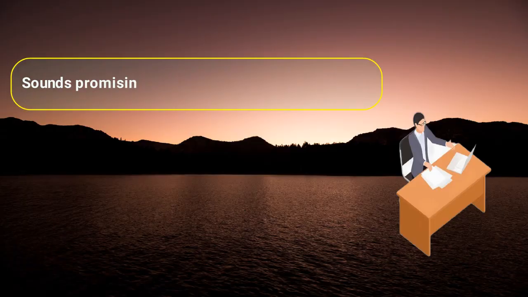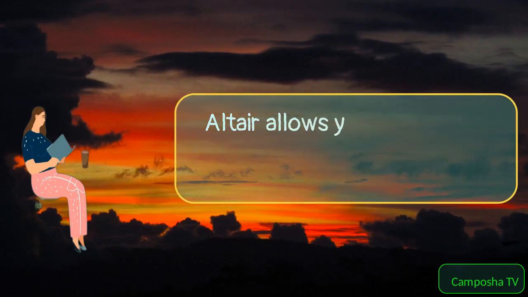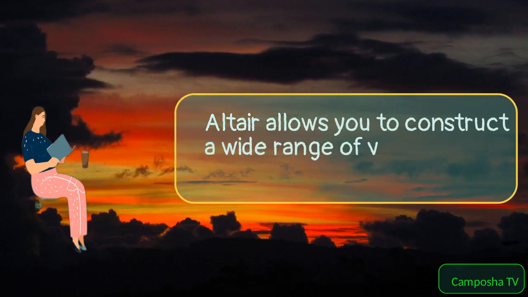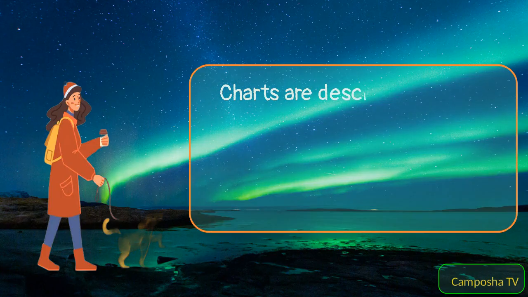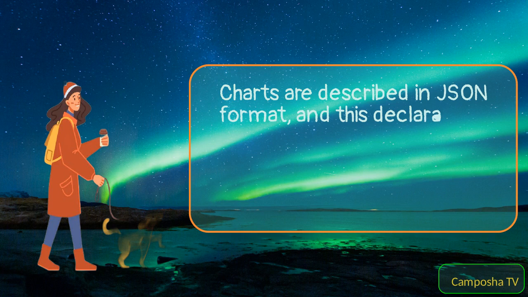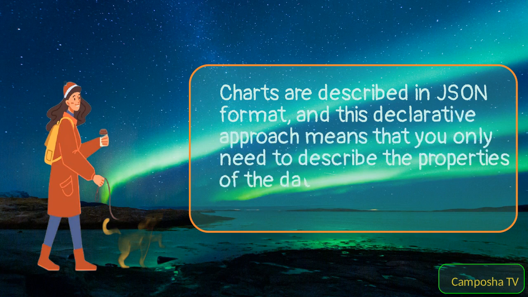Sounds promising. Can you tell me more about it? Sure. Altair allows you to construct a wide range of visualizations with a simple API. Charts are described in JSON format, and this declarative approach means that you only need to describe the properties of the data, and the rest is handled for you.